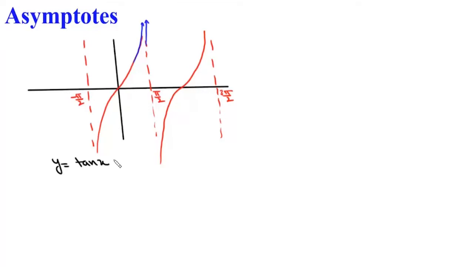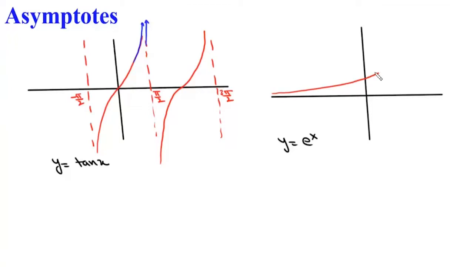Another example could be the graph of y equals e to the power x. Now if we draw this graph, we know it is an increasing curve. Now if we look at this curve and the x-axis, they're getting closer to each other and they appear to meet at minus infinity. So for this graph, the x-axis is an asymptote. So we have this asymptote in this case.